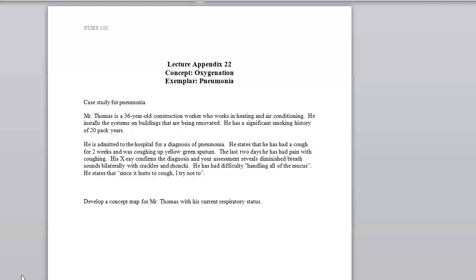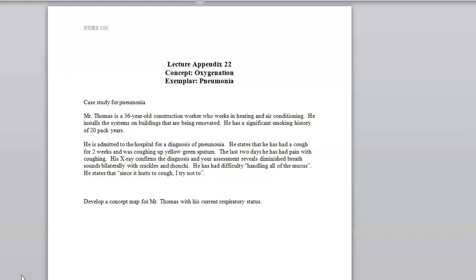The last 2 days he has had pain with coughing. His x-ray confirms the diagnosis, and your assessment reveals diminished breath sounds bilaterally with crackles and rhonchi. He has had difficulty handling all of the mucus, and he states that since it hurts to cough, I try not to. Develop a concept map for Mr. Thomas with his current respiratory status.